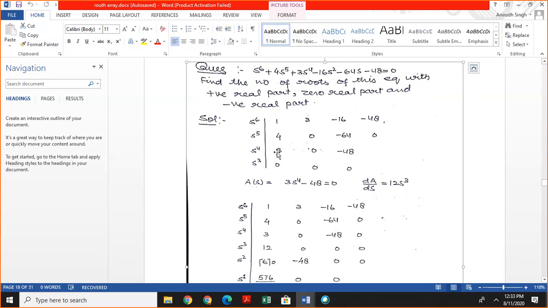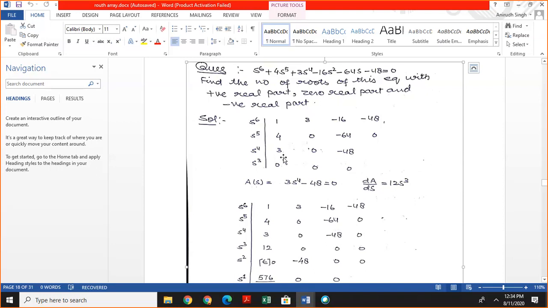and if we calculate the coefficient of this series, 3 multiplied by 0 minus 4 multiplied by 0 divided by 3 is 0. 3 multiplied by minus 64 minus 4 multiplied by 48 is also 0, and next coefficient is also 0. All the coefficients of this row are 0.